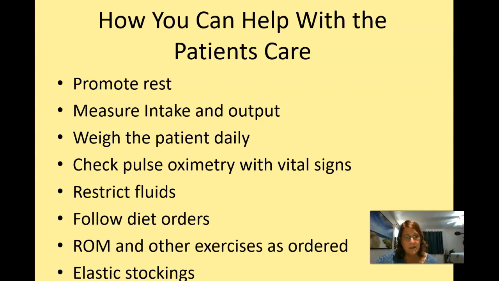We check a pulse oximeter with vital signs, that oxygen saturation that we talked about, and normal is 95 to 100. Some places use 94 to 100, but it's 94, 95 to 100. Restrict fluids if they're a heart failure patient. Follow diet orders. Range of motion and other exercises as ordered. And a lot of times we'll use elastic stockings, those compression socks that we've talked about in other classes. It helps keep fluids from just building up in those lower legs. It helps keep it going back up into the main system.